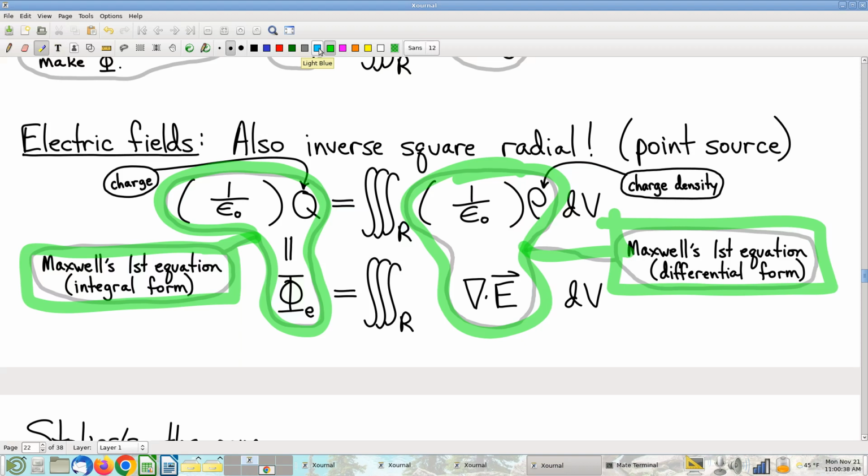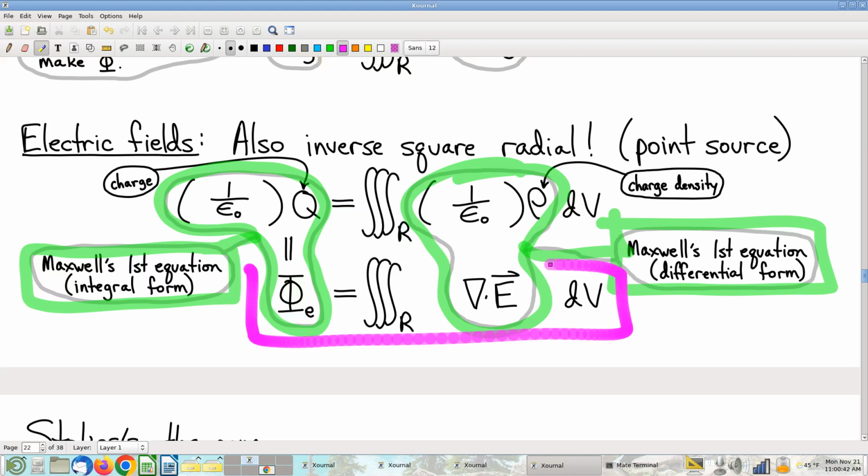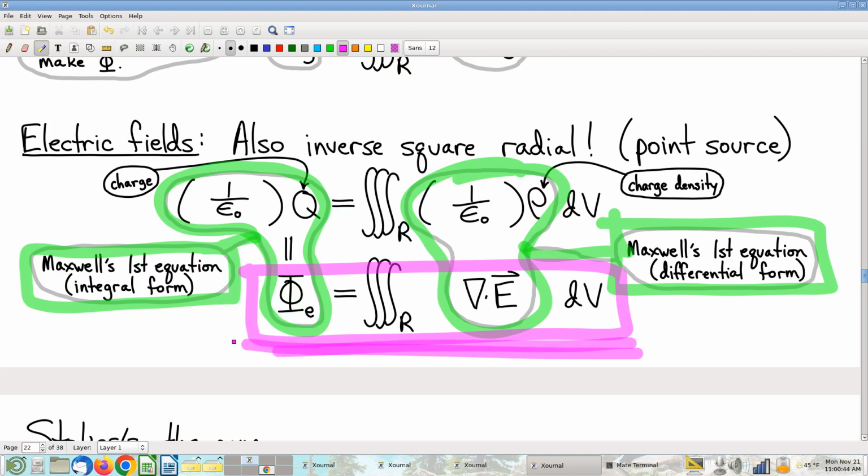And I'll point out that the connection between these, unavoidably, is the divergence theorem. So it's a really big deal to understand the divergence theorem and to understand divergence as a quantity, as a concept, to be able to relate these physical quantities about electric fields.